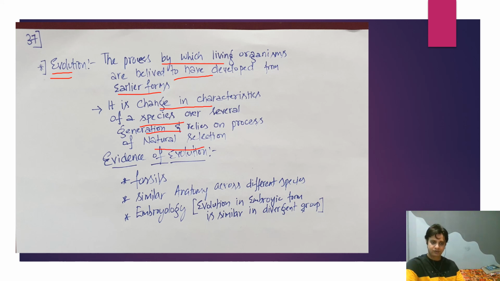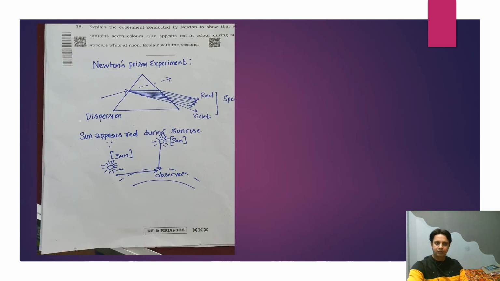What is the evidence of evolution? We can say we know evolution has happened because of fossils, because of similar structure and same anatomy in the structures. And also in embryology, we can find that the development of embryos is similar even in diverse groups of species.